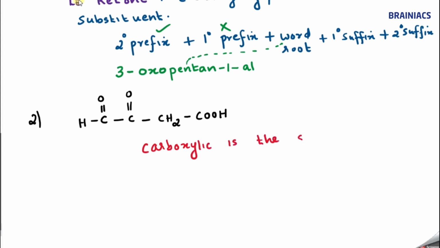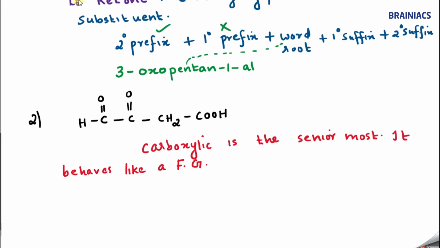If carboxylic acid is the senior most, then it behaves like a functional group, FG, correct? Then what about the carbonyl group and aldehyde group? They behave like what actually? Substituent, correct? So I can say carbonyl group and aldehyde will behave like a substituent.